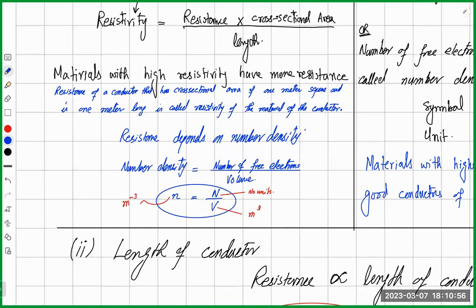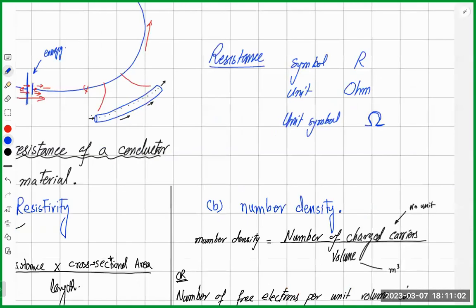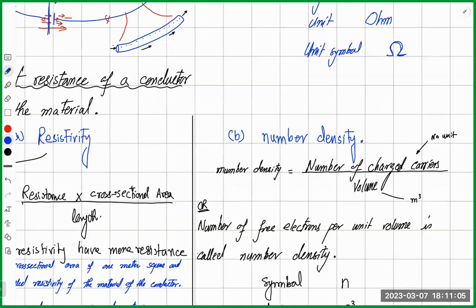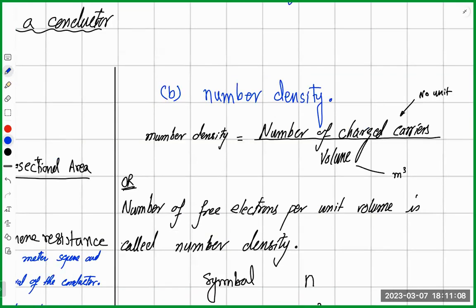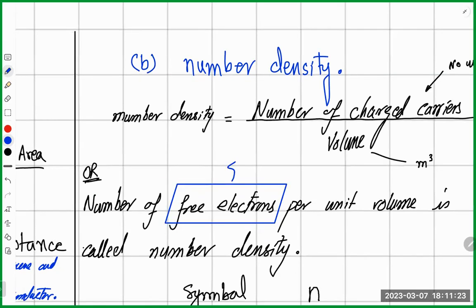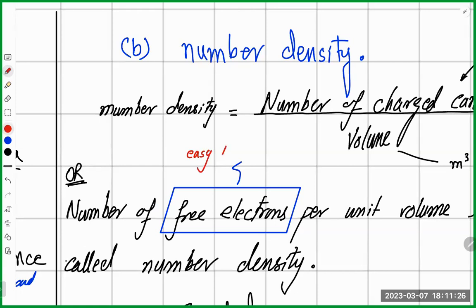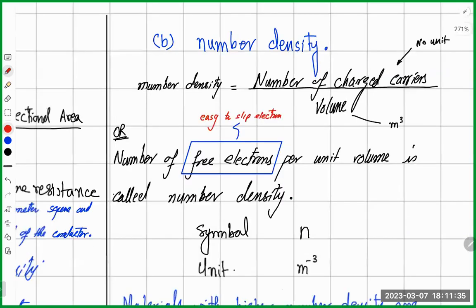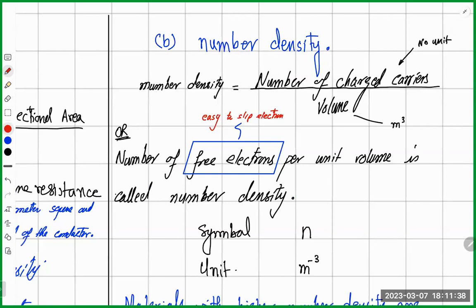Resistance depends on number density as well. What is number density? Number density is also known as charge density. It means how many free electrons. By the term free electrons, I mean flippable electrons. Free electrons means easy to slip electrons. So metals have an excess of these easy to slip electrons.